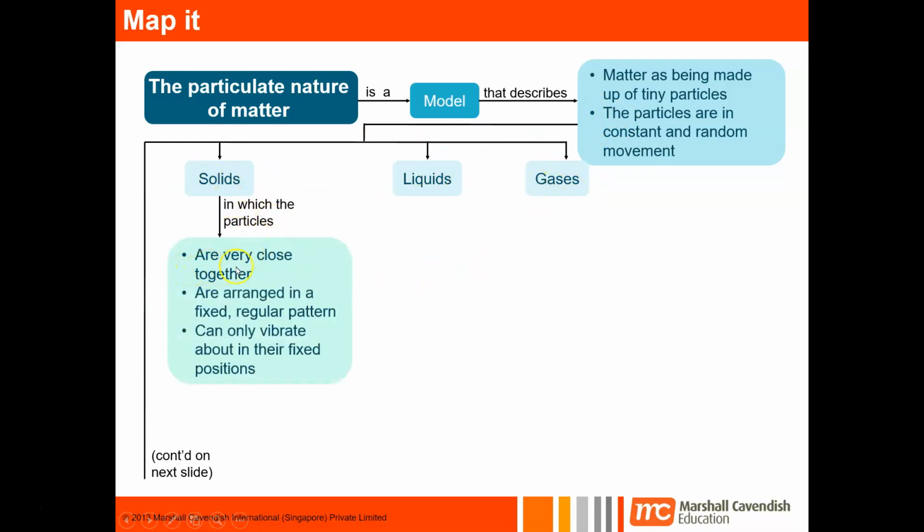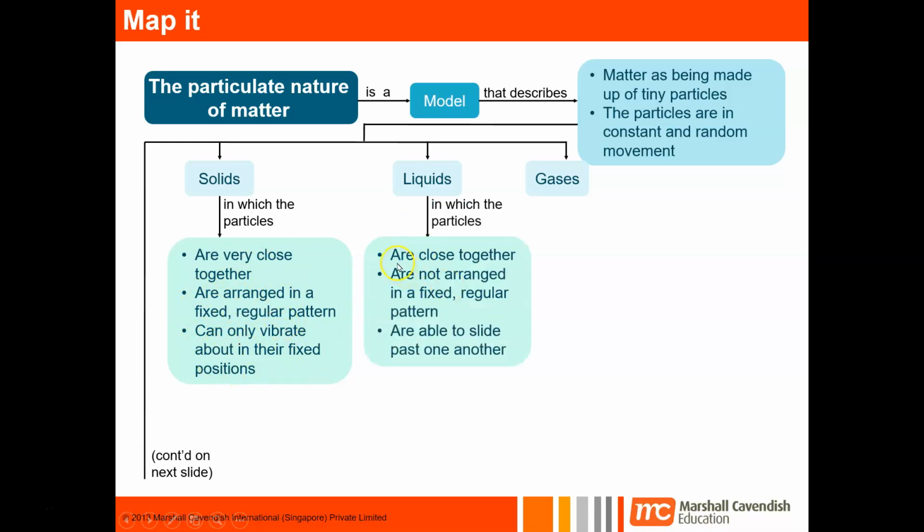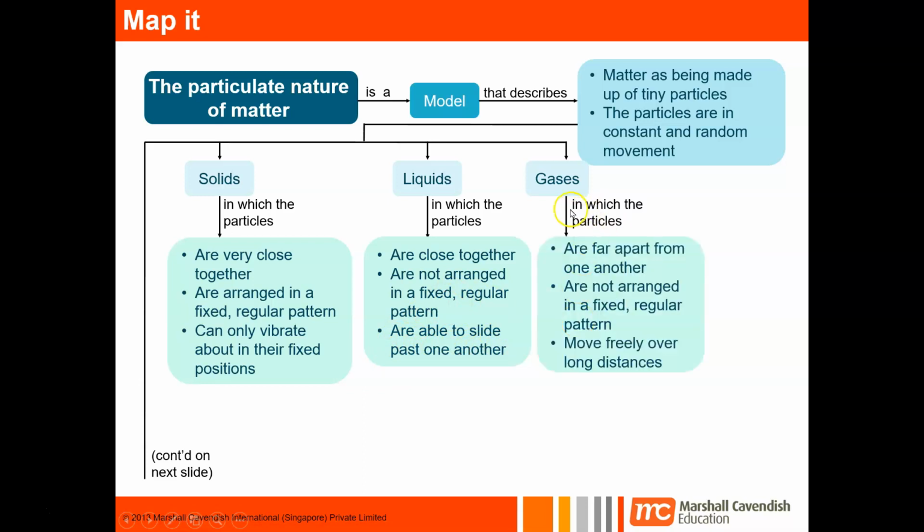Solids are closely packed together, and they are arranged in a fixed, regular pattern. They only vibrate around their fixed position. Liquids are close together. They are not arranged in a fixed, regular pattern, and they are able to slide past one another. And so this is actually the reason why liquids can flow. And lastly, gases are far apart from one another. They are not arranged in a fixed, regular pattern, and they move freely over long distances.